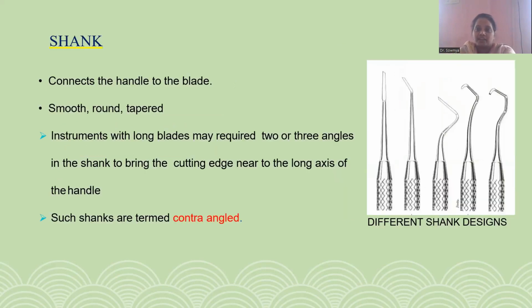Shank. It connects the handle to the blade. It is smooth, round, and tapered. Instruments with long blades may require two or three angles in the shank to bring the cutting edge near to the long axis of the handle. Such shanks are termed contra-angle shanks.